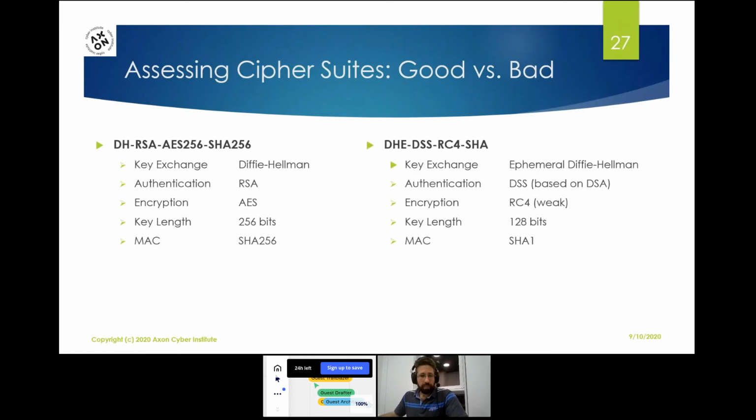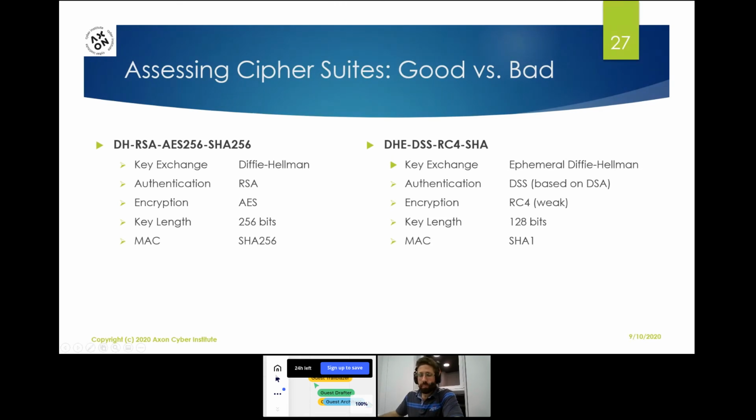Let's look at an example here. The first one, DH-RSA-AES256-SHA-256. What is this? It's a cipher suite.